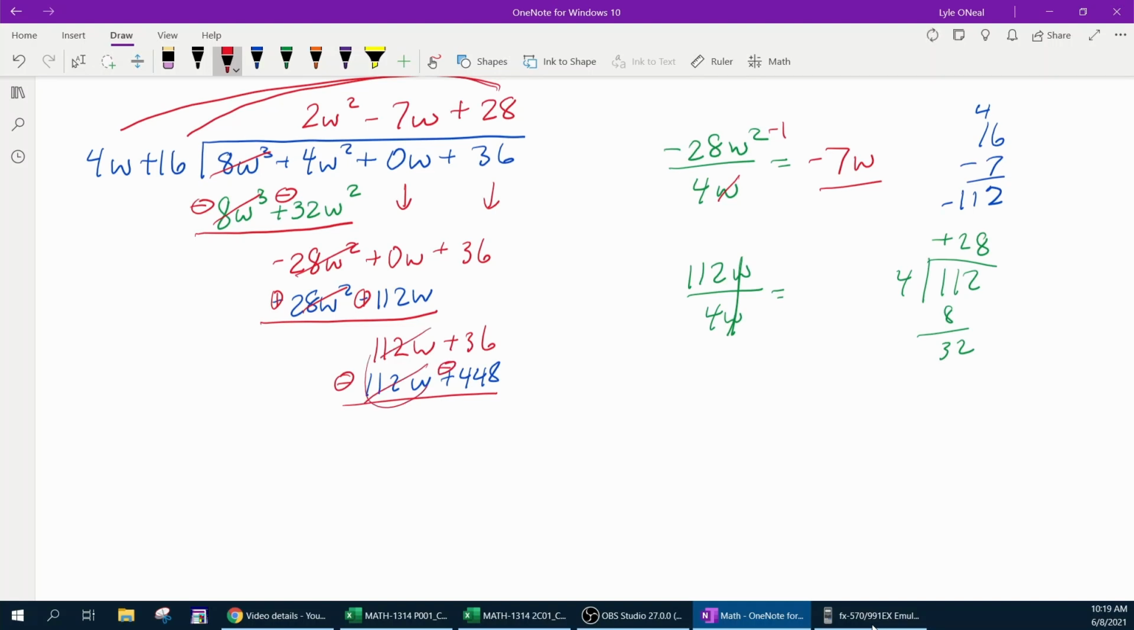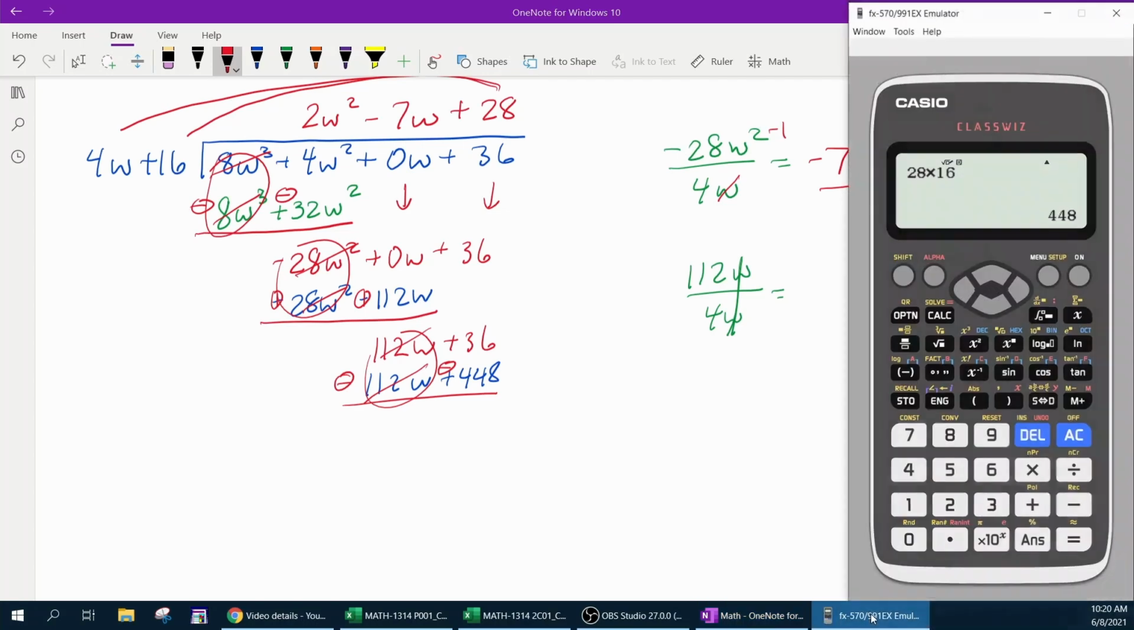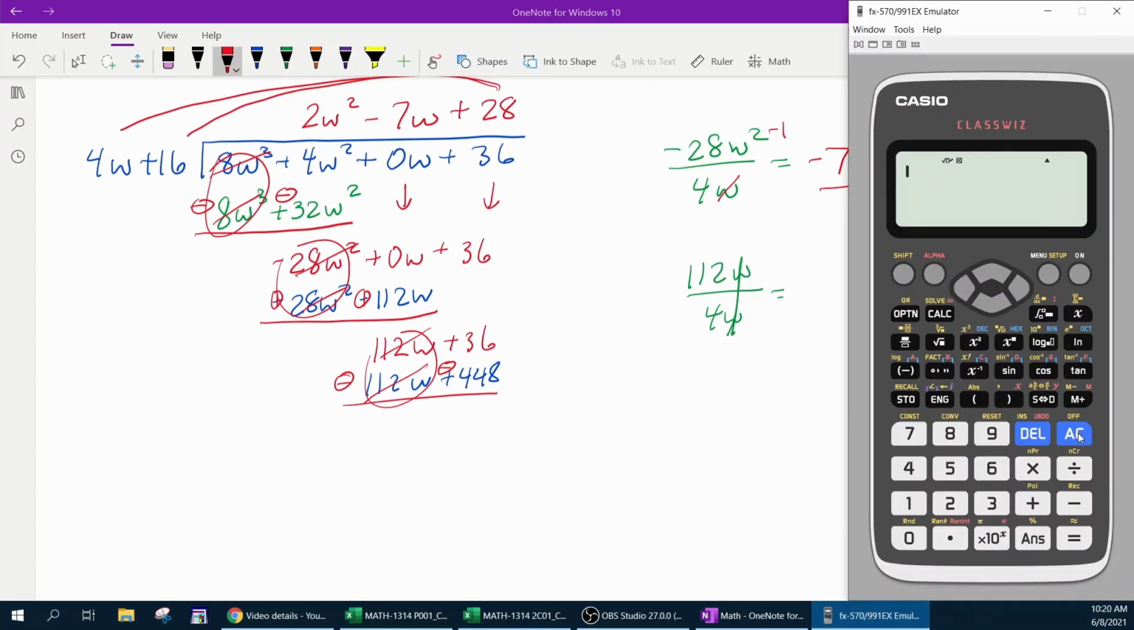Did you notice that these first two terms always cancel? That's how you know you're on the right track, if those are always canceling out. And then I'm going to bring up the calculator one more time because we need to do 36 minus 448. And that's going to give us negative 412.